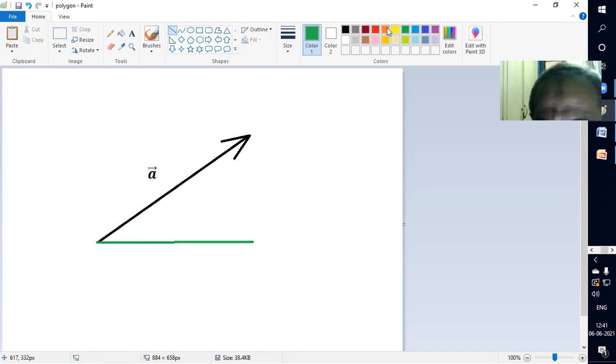Then I'll draw another vector. Now, if you see the direction of the vector, the direction of the red color vector is like this, and the direction of green color vector is like this. According to the triangle law of vector addition, you can write the mathematical equation. Let me write the names of these vectors.